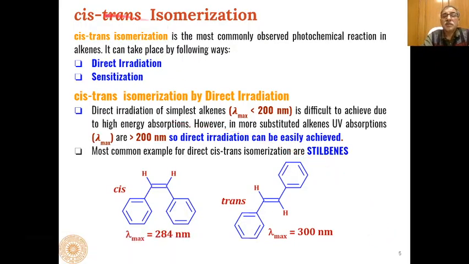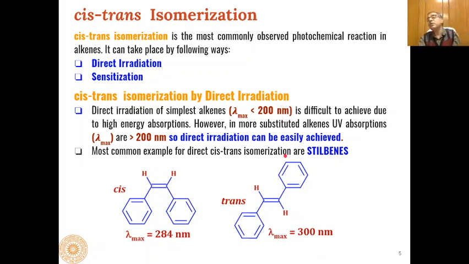And the cis-trans isomerization reaction can take place by two methods. Either direct irradiation of the alkenes can take place, or the products can be formed through sensitization, that is, use of a sensitizer to give us cis-trans products. Now, first, the cis-trans isomerization by direct irradiation.